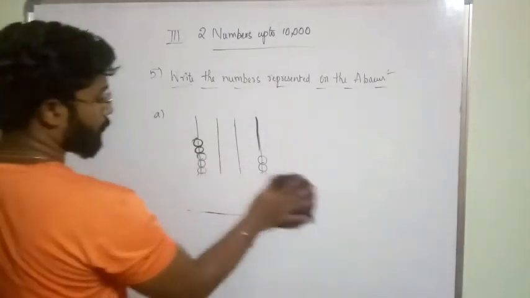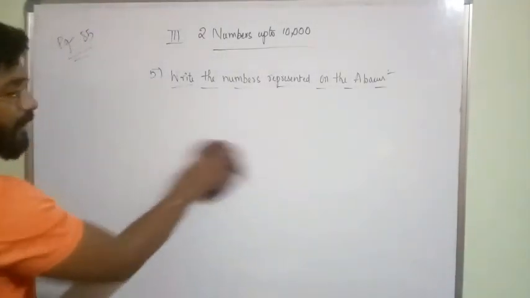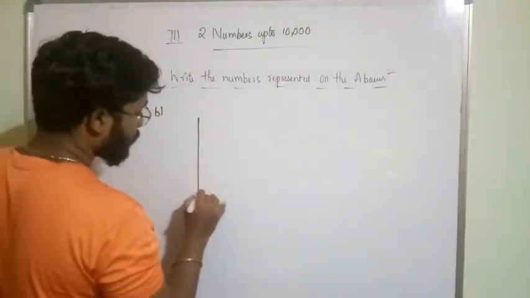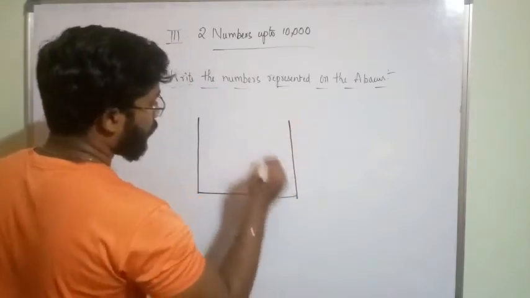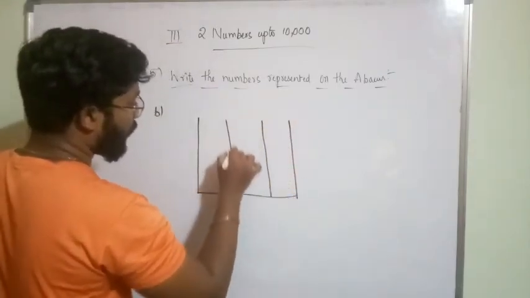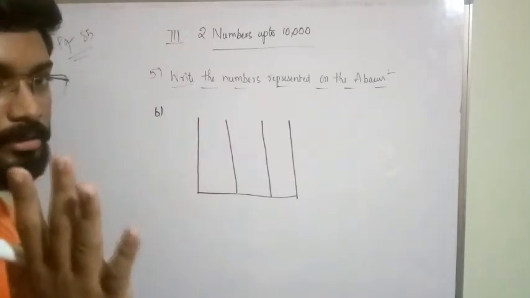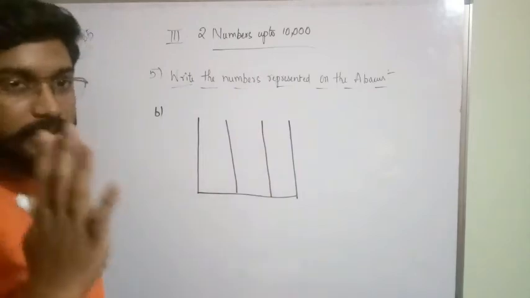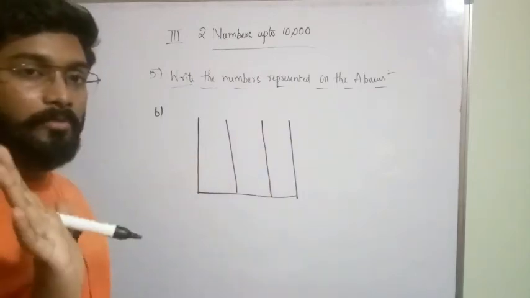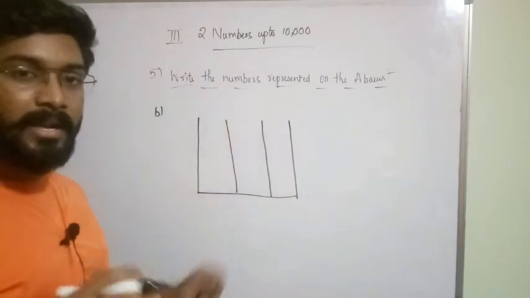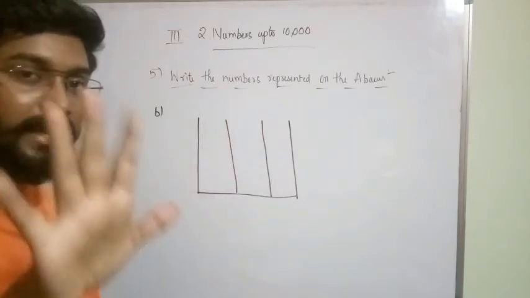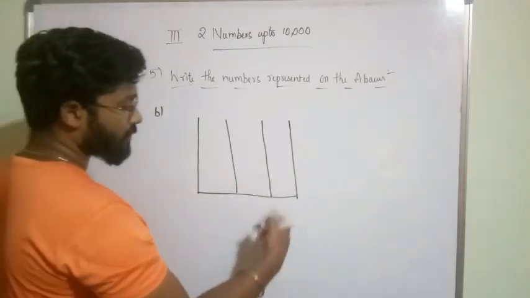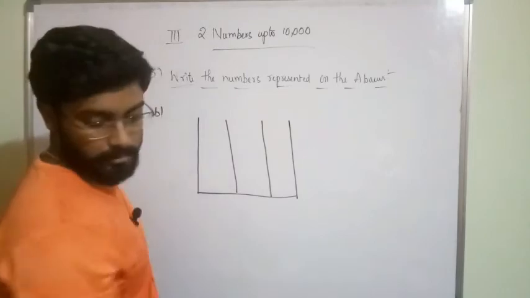Okay, so let's see the second one, B. How many rods are there? If your abacus is having 4 rods, then the number represented on the abacus will have 4 digits. If the abacus is having 5 rods, then the final answer will have 5 digits. Okay, so let us see that. In the ones rod there is nothing, so you have to leave it.